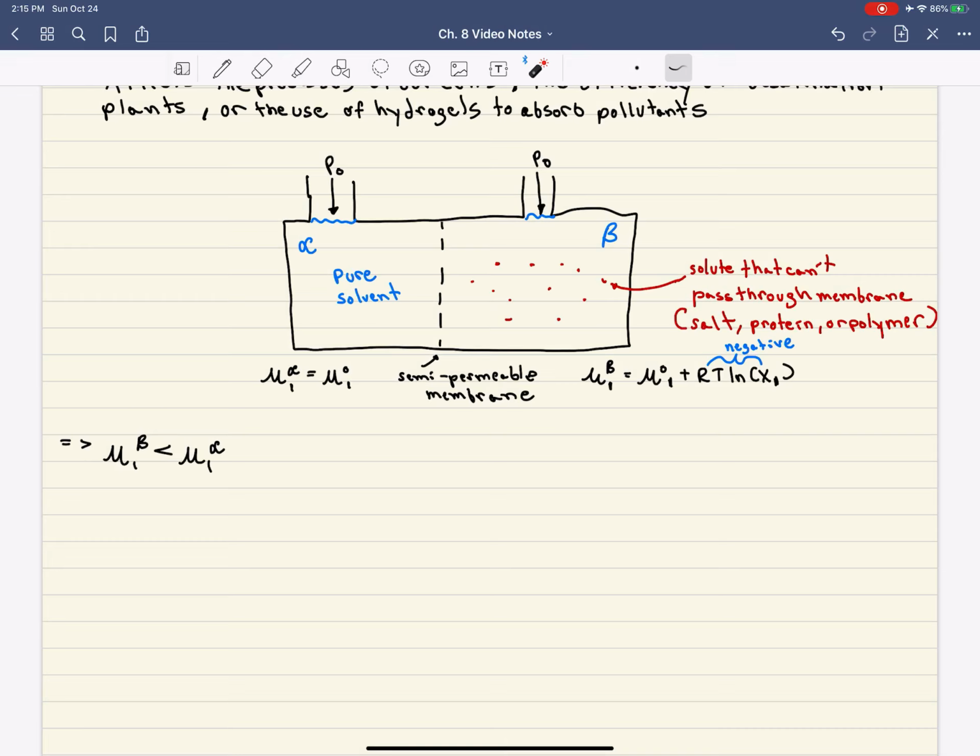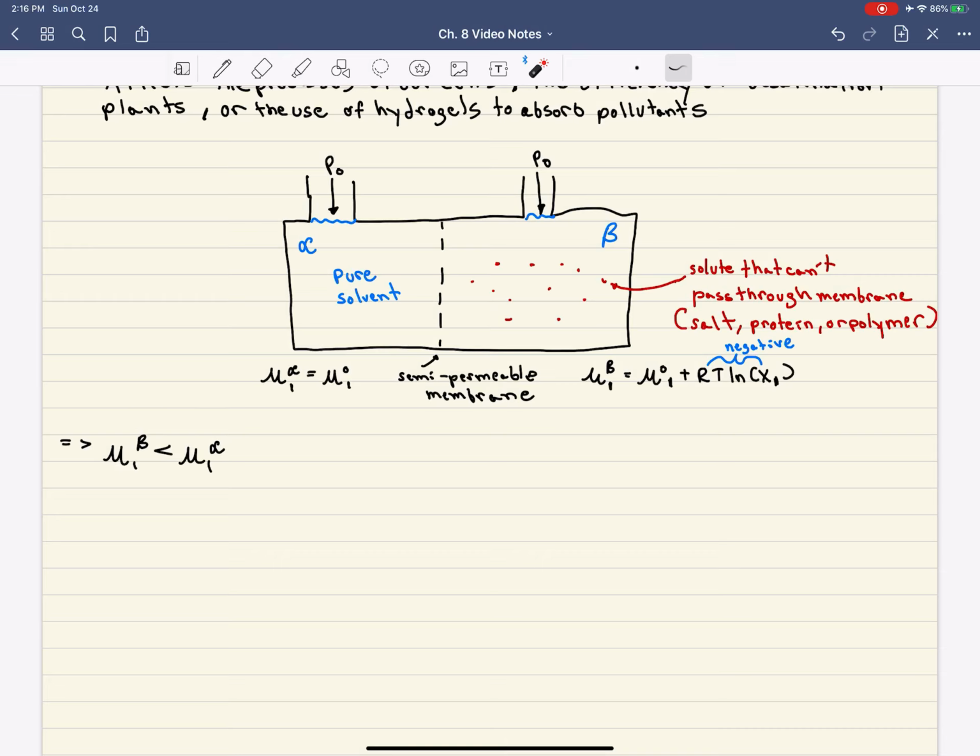And so as a result, the system now has a driving force, right? Because the driving force is that both of the chemical potentials for each compartment need to be equal to one another. Okay? So now the alpha phase and the beta phase, there's a difference between the two. And so now the system needs to react and do something in order to get those two chemical potentials back to the same value.